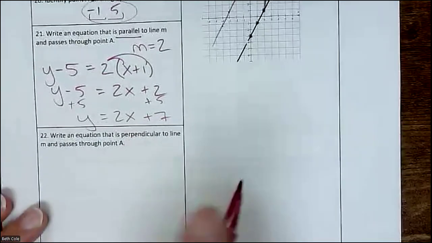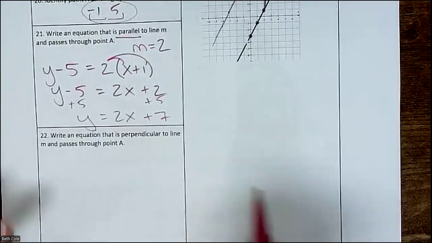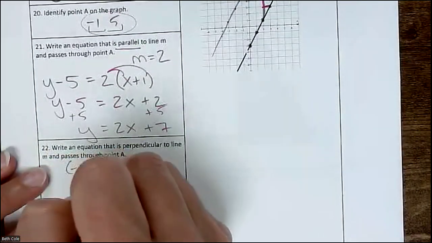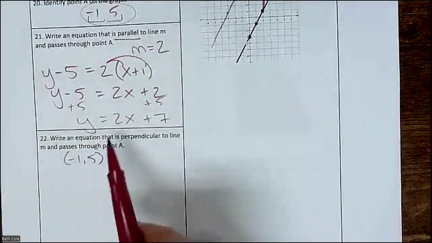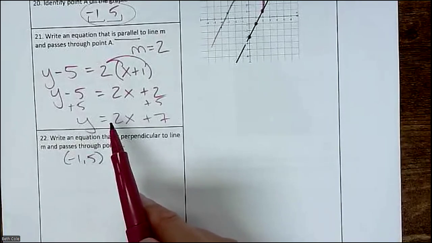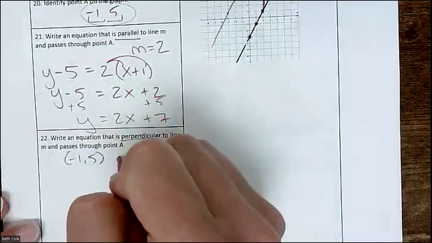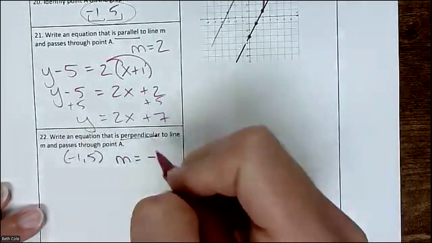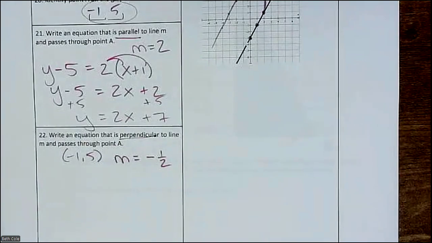All right. And then it says write an equation that is perpendicular going through that point. So our point is still -1, 5. I'm just going to rewrite that so I have it here. But I don't want a slope of 2. For perpendicular, I need to make it negative. Good job. Why is it 1/2? 2 over 1, but you flipped it. Good, perfect. Nice job, guys.